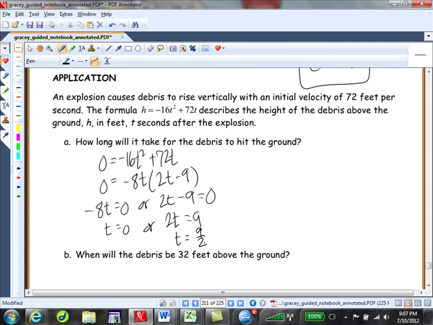So here it doesn't really make sense at time 0 for the debris to hit the ground. So I think that we would go with the result of, actually we can say it in words. We would say that it will take the debris nine halves, and that's in seconds, to hit the ground.